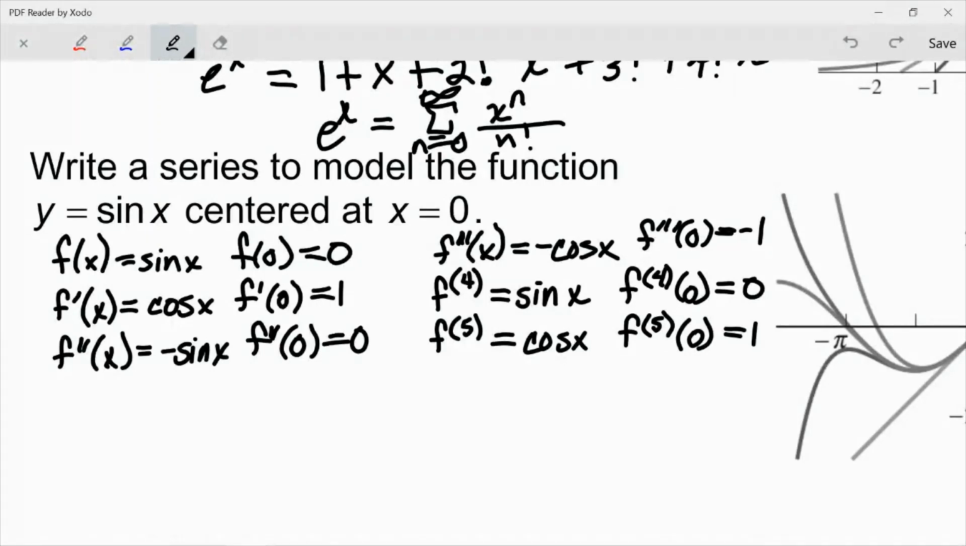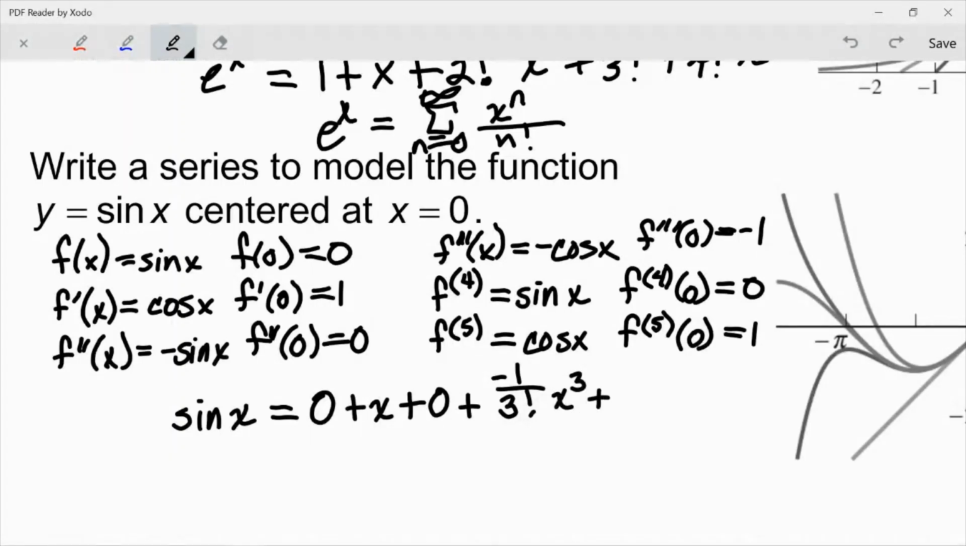Okay, so now let's write the series for this. So for sine x, I can model it with this polynomial. So remember, we need f of 0, which is 0. Then for our first degree term, we're going to need 1 times x. Second degree term is going to be a 0 again. Third degree term is going to give me negative 1 over 3 factorial times x cubed. Fourth degree term is 0 again. Fifth degree term, I'm going to get 1 over 5 factorial times x to the fifth, and so on.